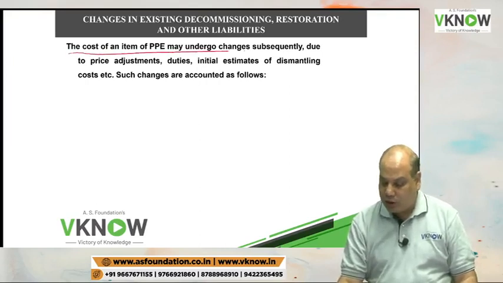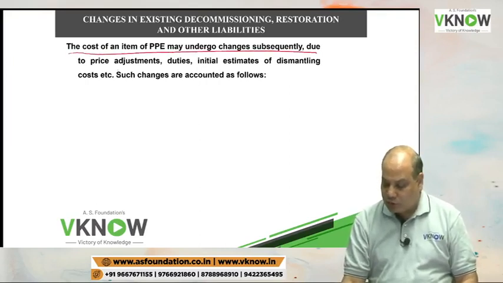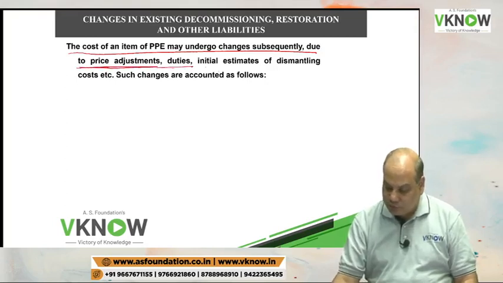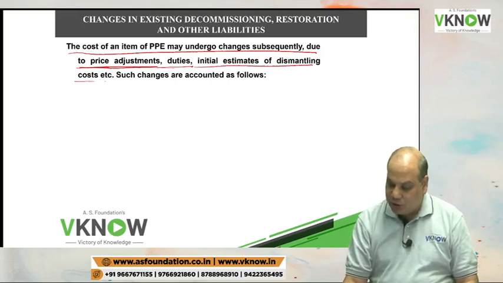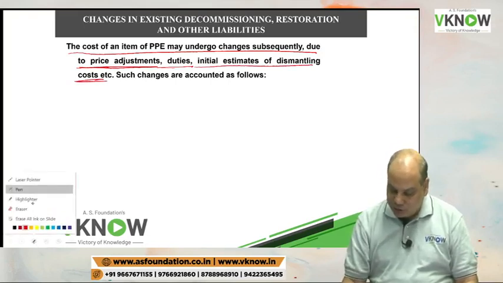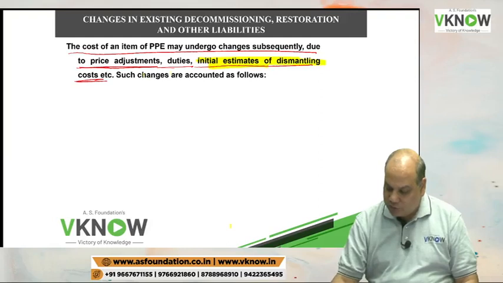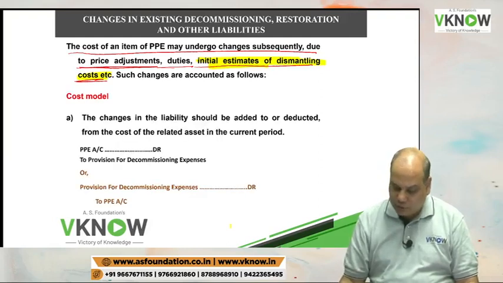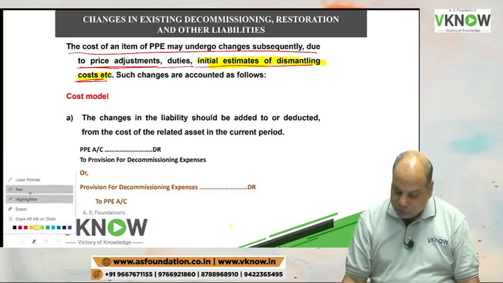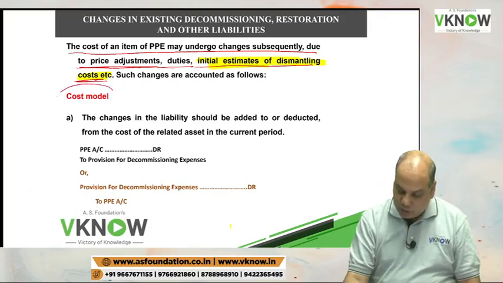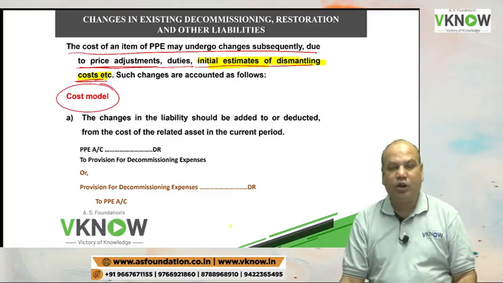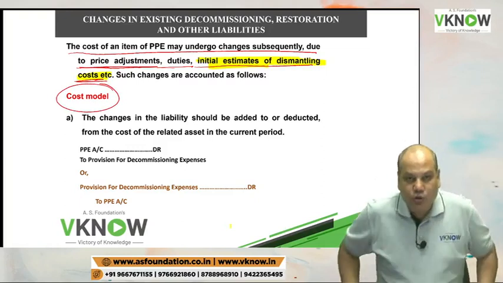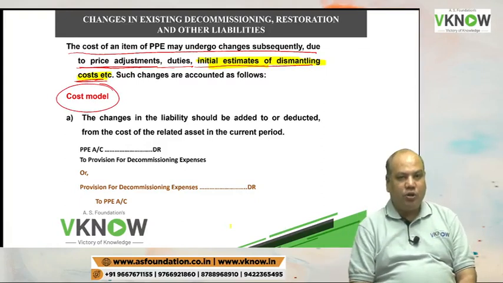The cost of an item of PPE may undergo changes subsequently due to price adjustment, duties, initial estimate of dismantling cost. Underline initial estimate of dismantling cost. So such changes are accounted as follows. For the last 2 days you are learning, for accounting of PPE, a company can either follow the cost model or it can follow the revaluation model.